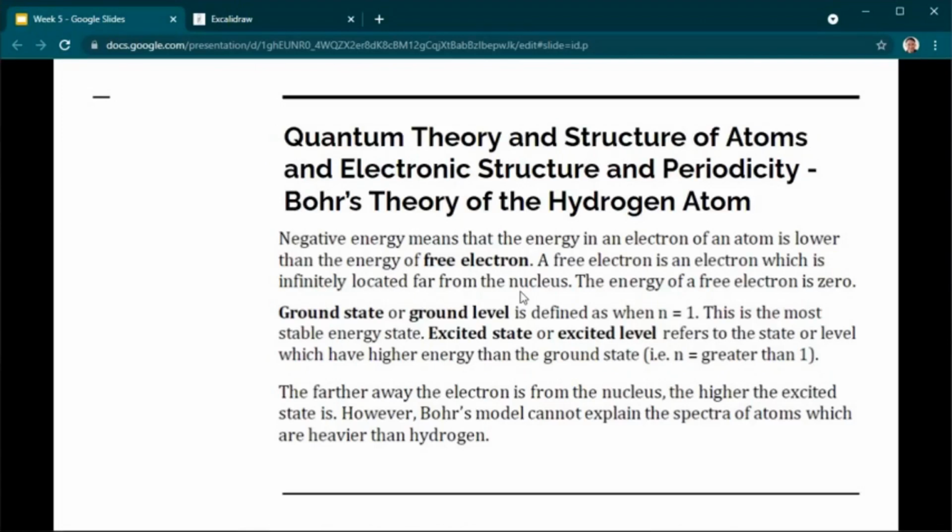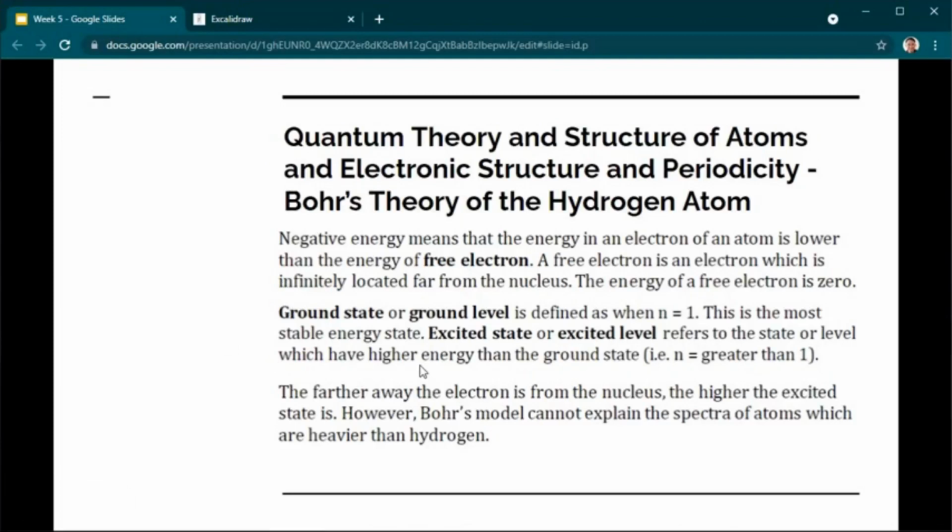When we say energy, we refer to the energy with which the nucleus pulls the electron. When an electron is very near the nucleus, of course the pull will be very strong, so it will be a very high energy. Since a free electron is very far from the nucleus, the pull is very weak, almost zero. That's why the energy of a free electron is zero. Negative energy is energy that is lower than that of the free electron. That's why it's negative.